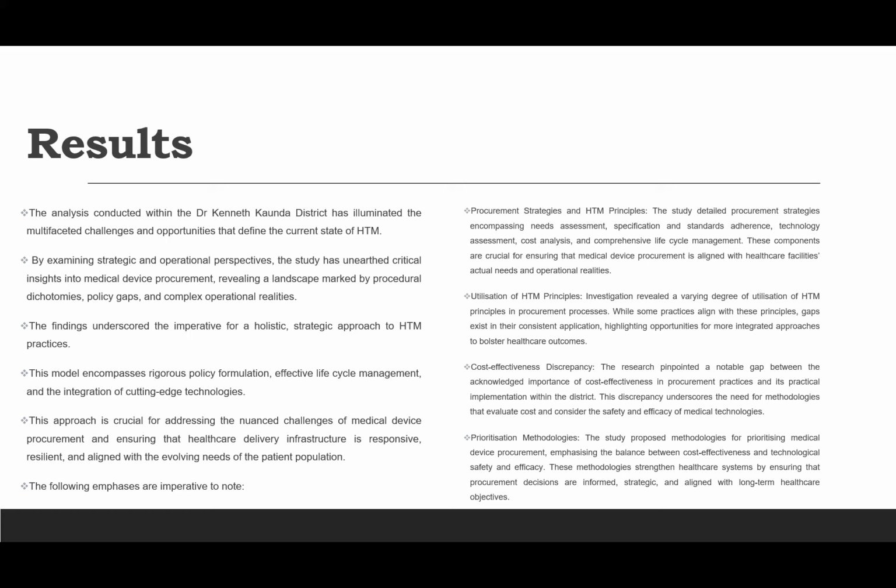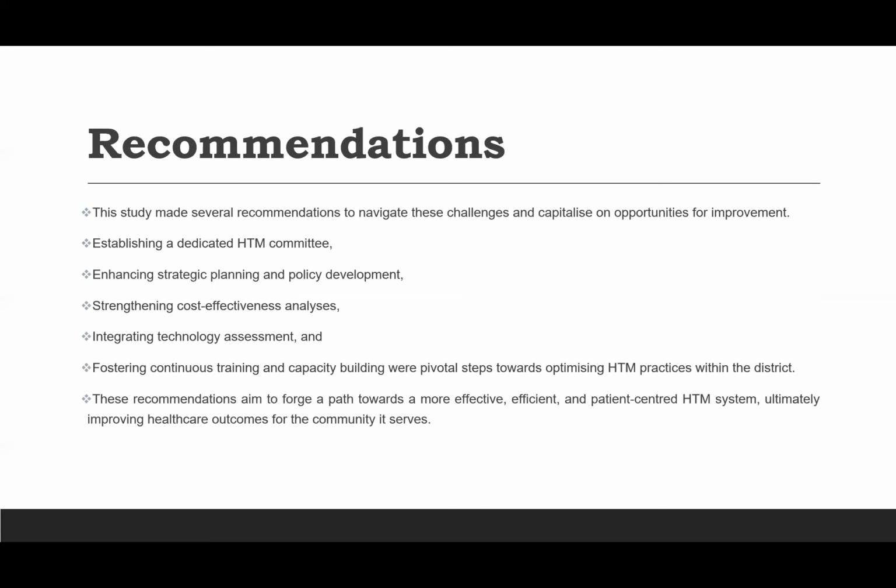These methodologies will definitely strengthen the healthcare system, looking at Dr. Kenneth Kaunda. And these are the recommendations that were extracted from the study: that the district must establish a dedicated health technology committee, and this will enhance their strategic planning. And obviously, a policy must be developed so that they can know what needs to be bought, when, and how. And obviously, strengthening cost-effectiveness analysis is supposed to be in place, integrating technology assessment, and they need to foster continuous training and capacity building so that their employees are well equipped and know what needs to be bought. And these recommendations aim to forge a forward-thinking, efficient, and patient-centered HTM system, ultimately improving healthcare outcomes for the community it serves.